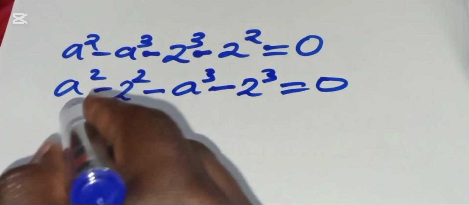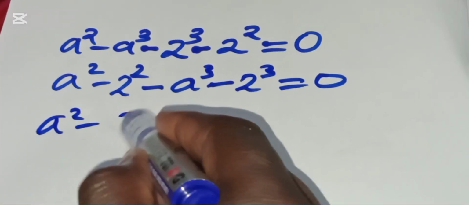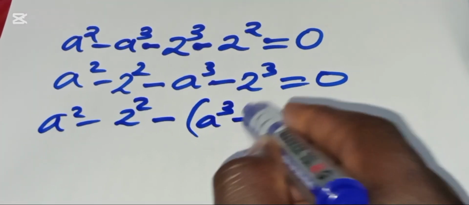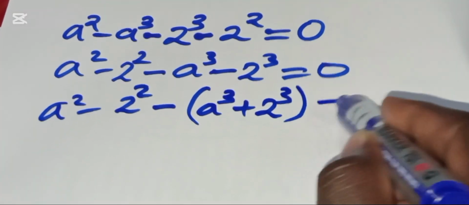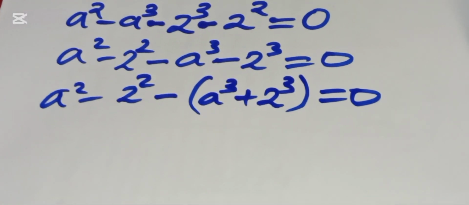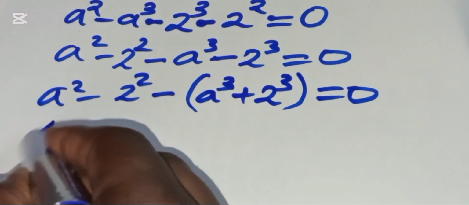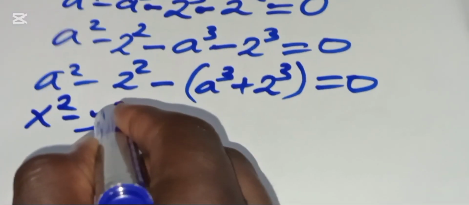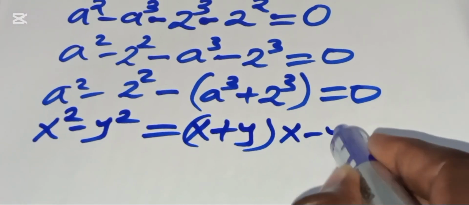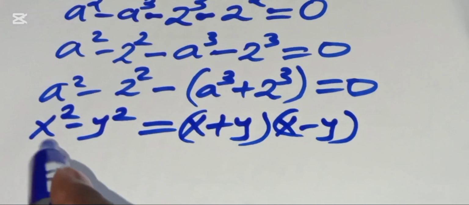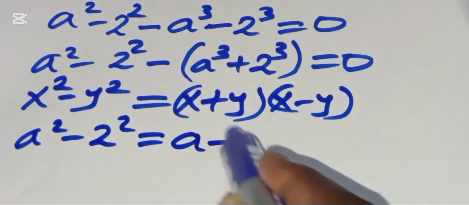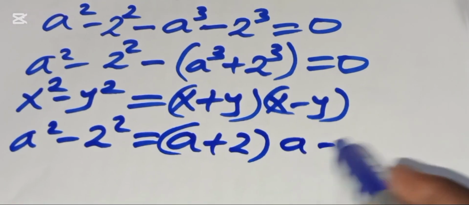Okay, now we have a squared minus 2 squared subtract, now this is the same thing as a cubed plus 2 cubed, equal to 0. Now a squared minus 2 squared is actually the difference of two squares, expressed as x squared minus y squared, which you can express as x plus y and x minus y. So a squared subtract 2 squared is the same thing as a plus 2 times a minus 2.